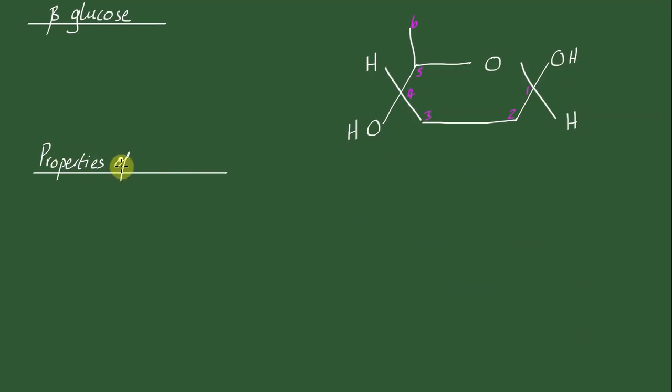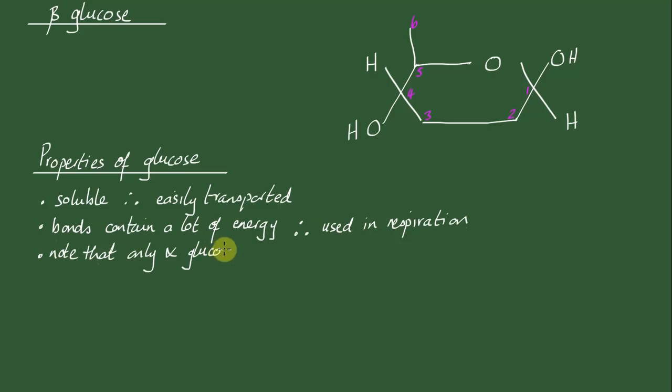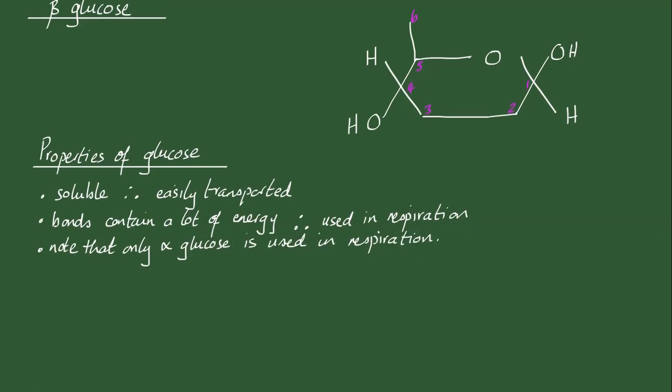Properties of glucose. Why is glucose so useful? Number 1, because it's soluble and therefore it is easily transported. And number 2, because the bonds that are contained within glucose contain a lot of energy, and therefore glucose can be used in respiration. However, it's worth noting that only alpha glucose can actually be used in respiration. Beta glucose isn't.